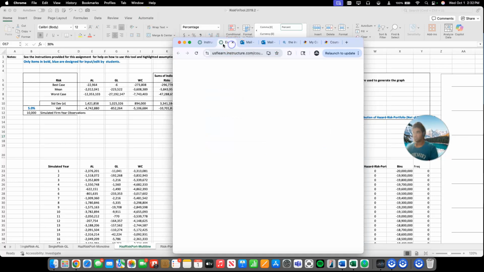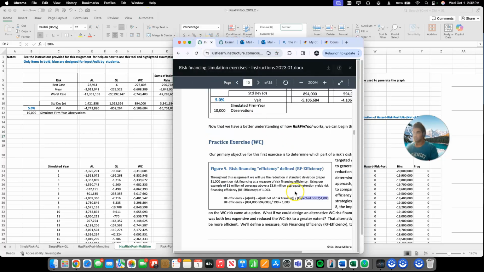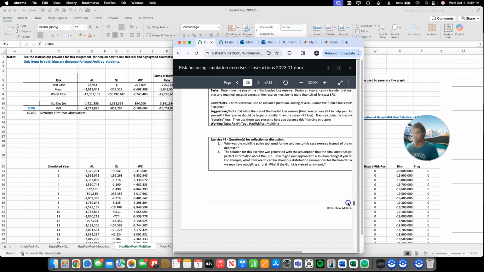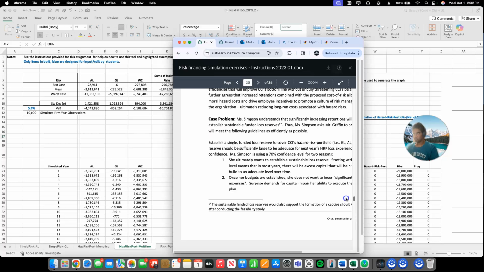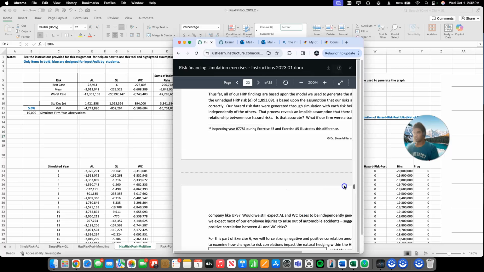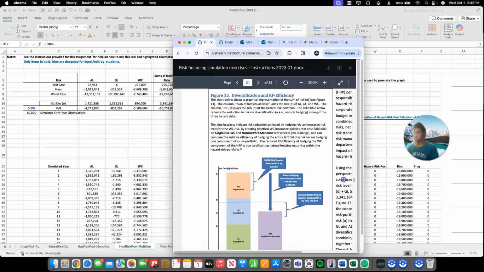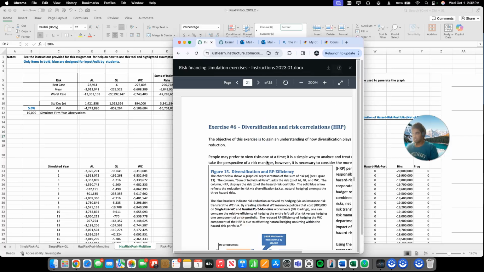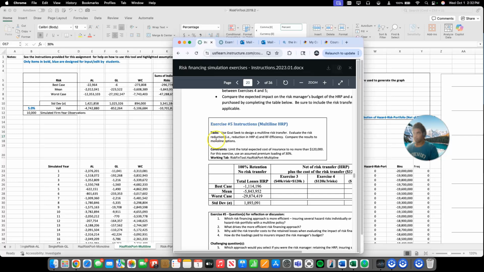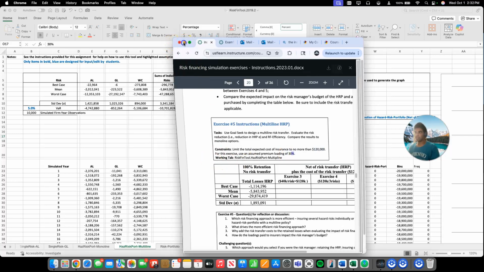Let's look at that. $120,000 budget. Let me find it. That's 9, 8, 7, 6, 5. Here we go. Here's 5. You have a $120,000 constraint budget, a premium loading of 30, and that's about it.